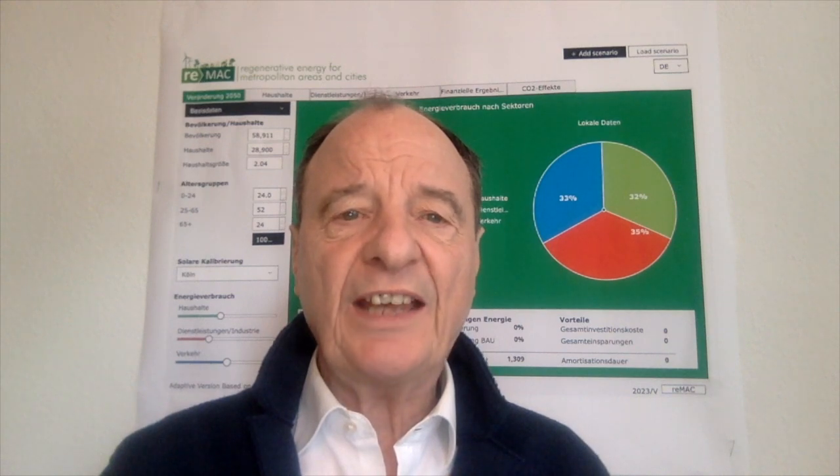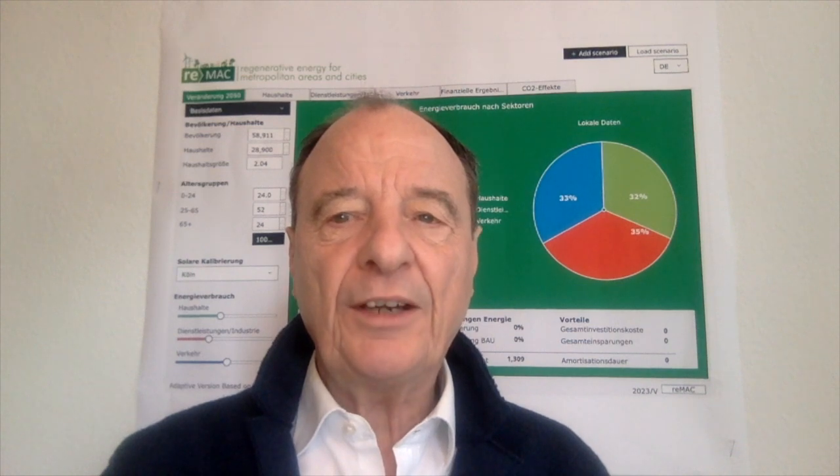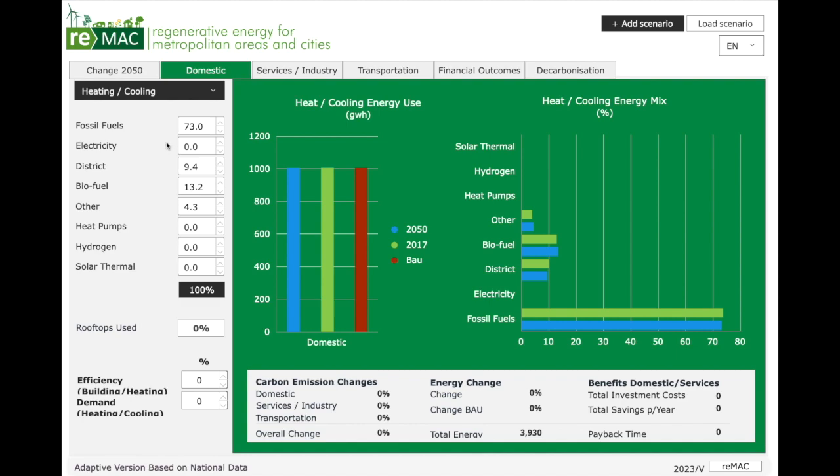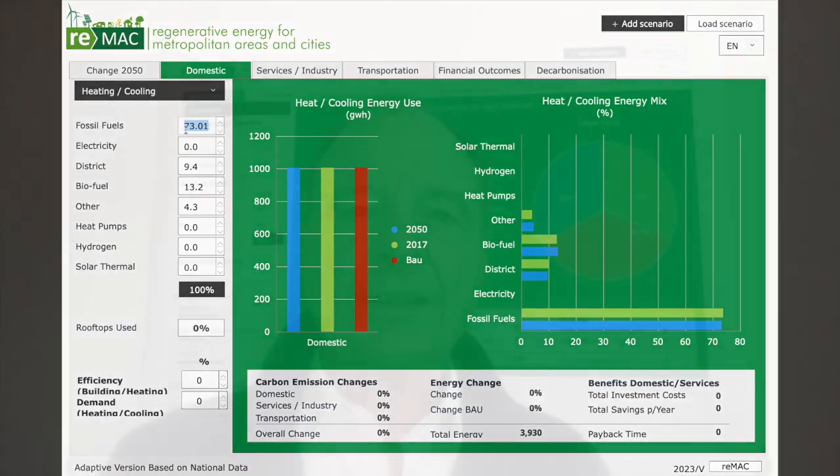The participants each agree on a measure and a value, which is then entered into the scenario. Let us choose as an example the sector of private households and there the heat pump, which is a much discussed topic. In the area of private households, we find sub-items electricity and heating and cooling. We choose the second area. As we can see, 73% of the heating systems in German households were fossil-fueled in 2020. The task now is to find the right measures to greatly reduce the share of fossil fuels.